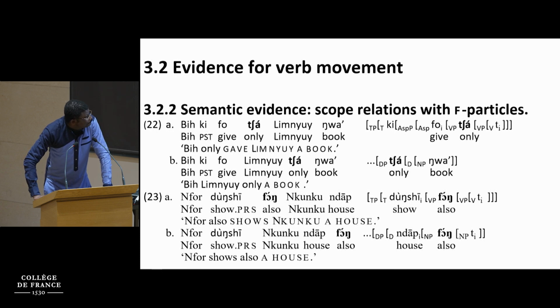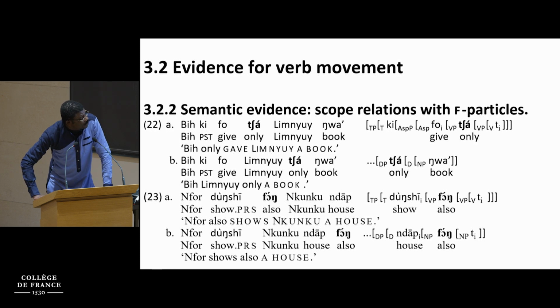You have the same thing for "only" in the book example: B gave Lemuel only a book, where the reading is that the only thing that B gave to Lemuel is a book. The "only" pattern in Limbum is complex, so that's why I decided to choose "also", because "only" seems to be a functional item more than a lexical one.